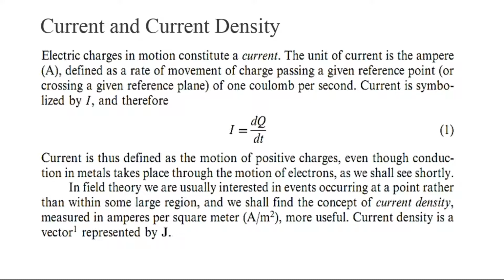Now if we talk about the field theory or electromagnetic theory, we are usually interested in events occurring at a point rather than within some large region. So here we will introduce the concept of current density, that is measured in amperes per square meter. Current density is a vector quantity and that is represented by J.